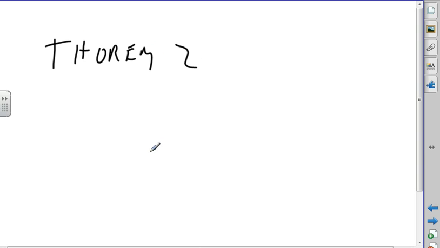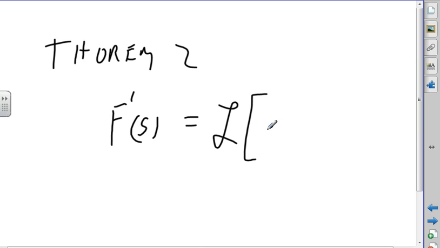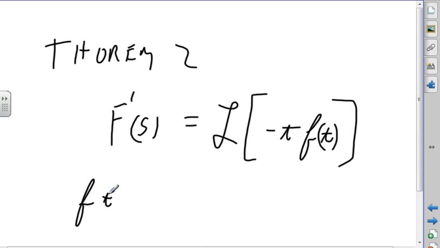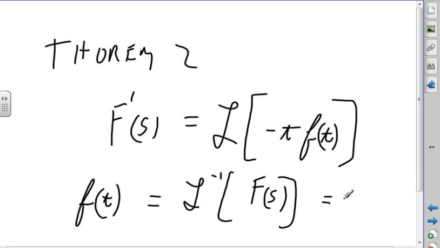which has to do with the differentiation of a Laplace transform. So if I take the derivative of the Laplace transform, that's the same as taking the Laplace transform of minus t f of t. And, well, that doesn't do much for us. So f of t will be the inverse Laplace transform of F of s, which will be minus 1 over t, inverse Laplace transform of F prime of s.